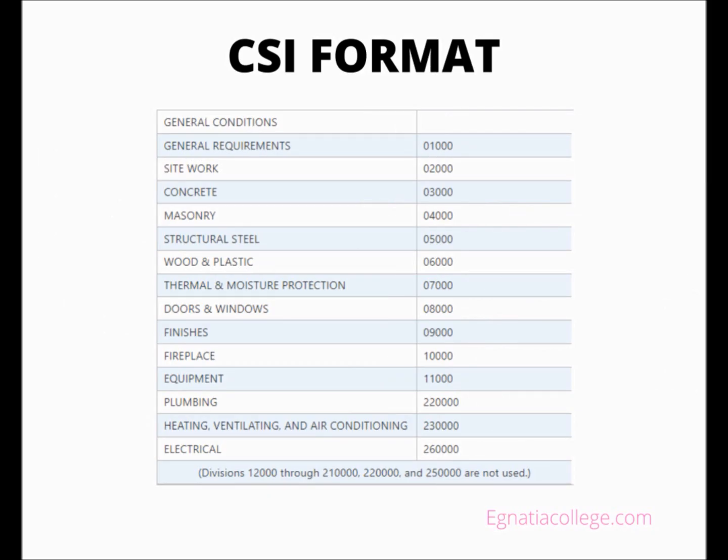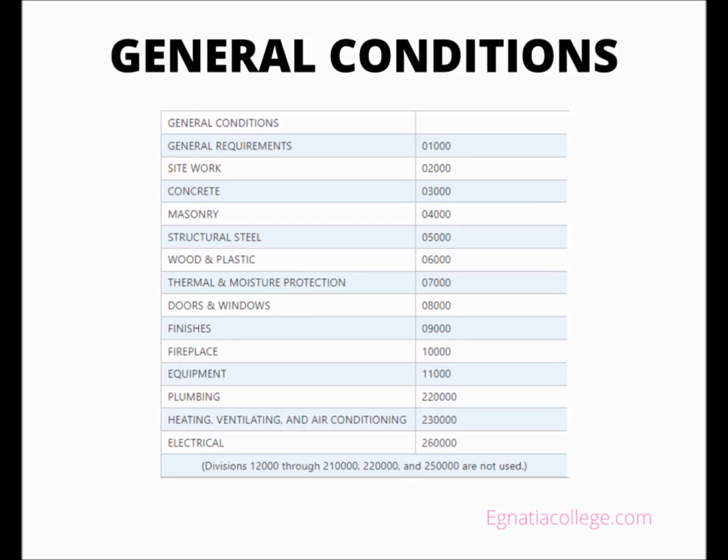General conditions. The general conditions of the contract for construction, AIA Document A107, whether or not bound herein, are hereby incorporated into, and made a part of this contract and these specifications. General requirements. Temporary conveniences.